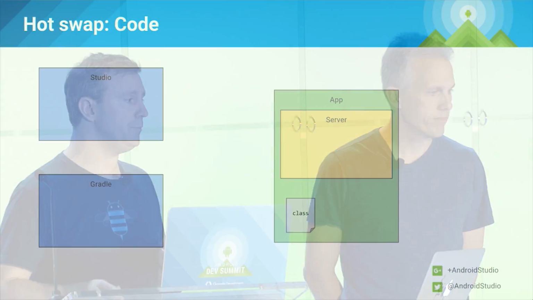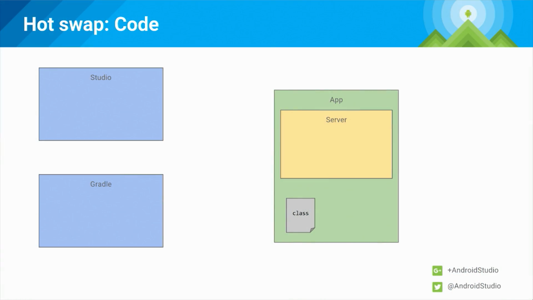So this is what happens once you change the actual file. Here you have Studio on the left, and then Gradle. And then on the right, you have your app. It's running, and it has a server, and it has that class that we just touched. So we call Gradle, and that's a custom task. It's not a regular assemble debug that you would normally use. And we create a DEX file that contains only the classes that changed. It could be 1, it could be 2, depending on how many you change.